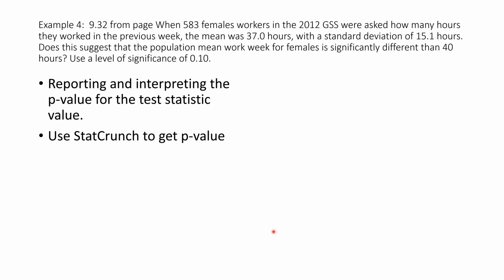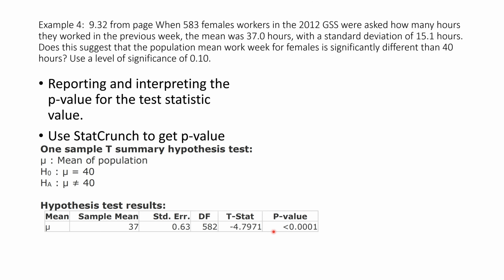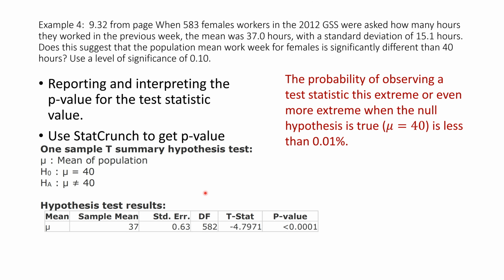When we report and interpret the p-value for the test statistic value, we can use StatCrunch to get the p-value. Here is the StatCrunch output. The probability of observing a test statistic this extreme or even more extreme when the null hypothesis is true is less than 0.01%. That's the correct interpretation we want to write down.